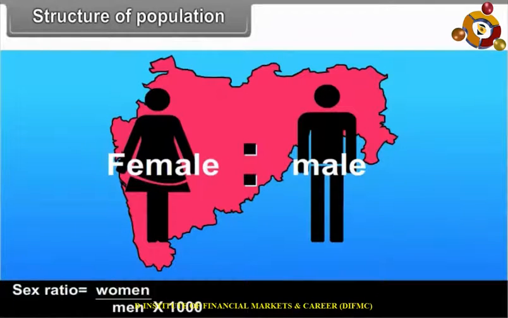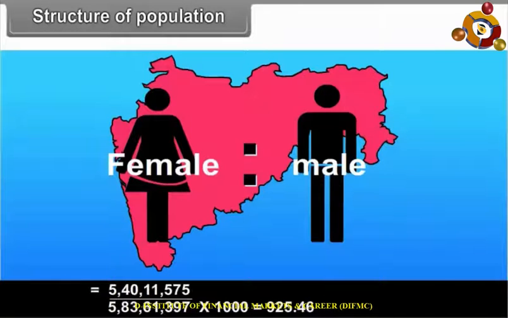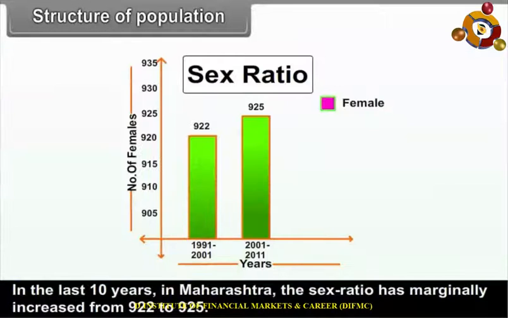In Maharashtra, sex ratio is equal to women upon men into 1000, which is equal to 5,40,11,575 upon 5,63,61,397 into 1000, which is equal to 925.46. In the last 10 years, in Maharashtra, the sex ratio has marginally increased from 922 to 925.